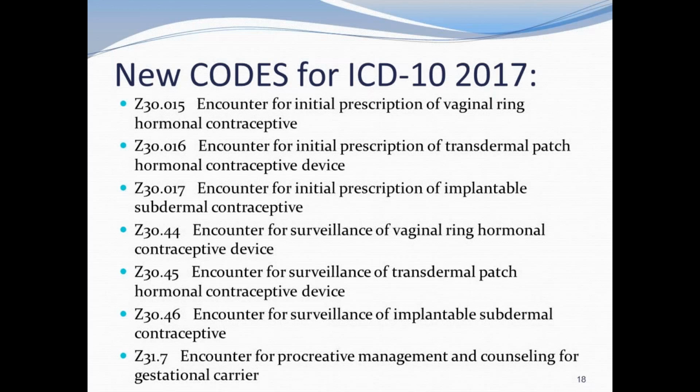This is the Z30.015. This is for encounter for initial prescription of vaginal ring, hormonal contraceptive. And then we also have the patch there. We also have initial prescription for implantable, which you all know what that is. And then your vaginal ring, hormonal contraceptive device. There's all kinds of stuff here that you can actually look into.